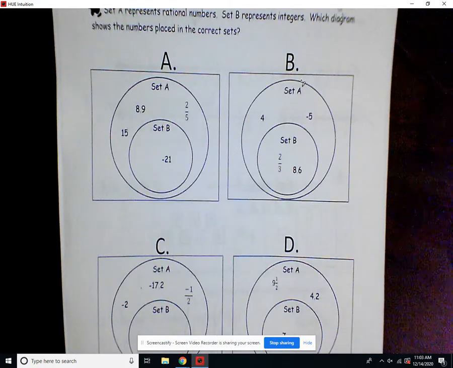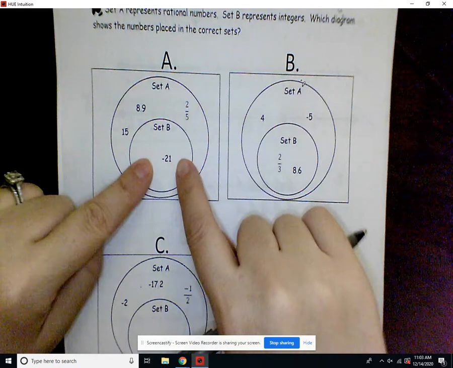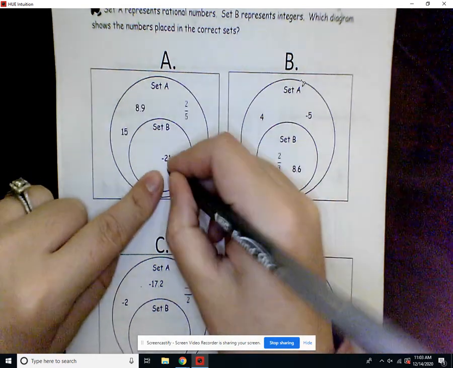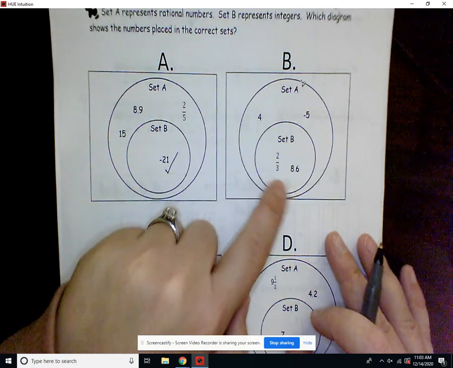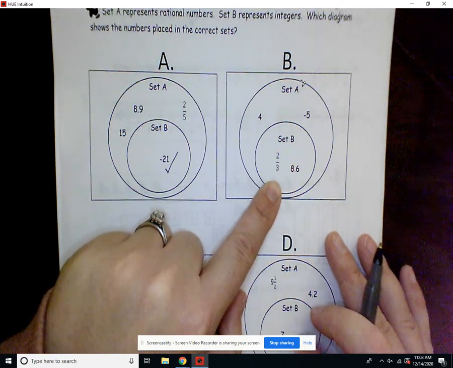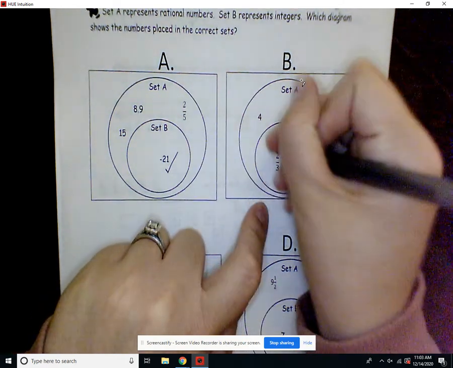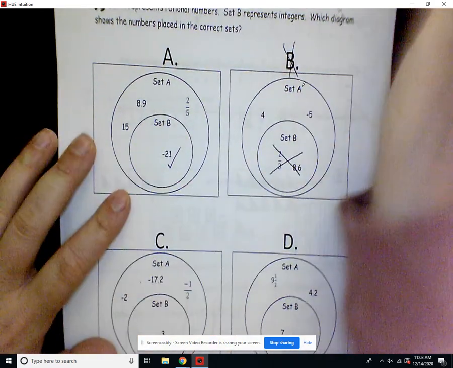Okay, number 4. Set A represents rational numbers. Set B represents integers. Which diagram shows the numbers placed in the correct set? Okay, so let's start with set B first to make sure these are all integers. Negative 21 is an integer. 2/3 and 8.6, those are not integers. Integers are positive and negative numbers. They are not fractions or decimals, so we can mark out B.